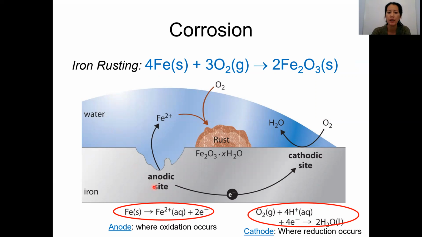The anode is where the oxidation occurs. So iron here, Fe solid, is being chewed up and converting to its ion form. And then it can combine with oxygen to generate your iron oxide rust. The cathode is where the reduction occurs. These are important when you start looking at batteries.